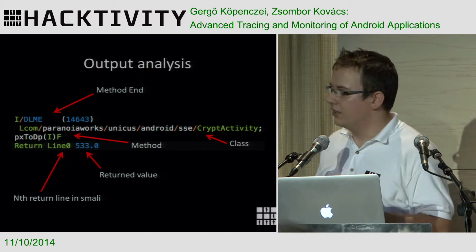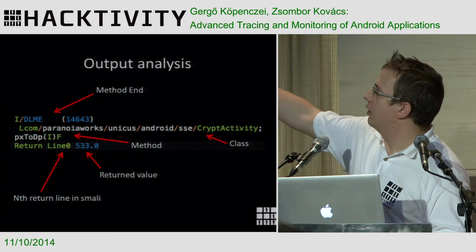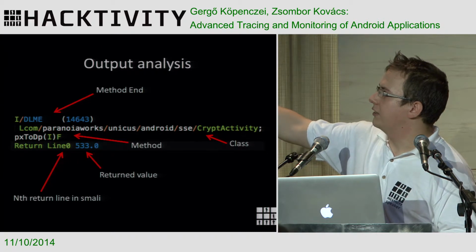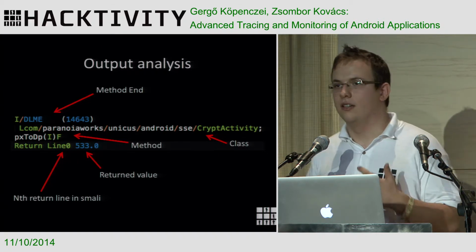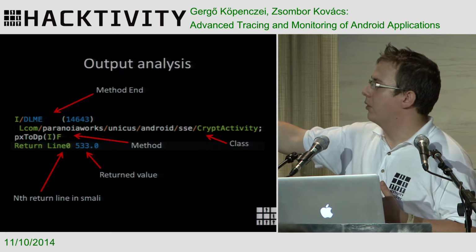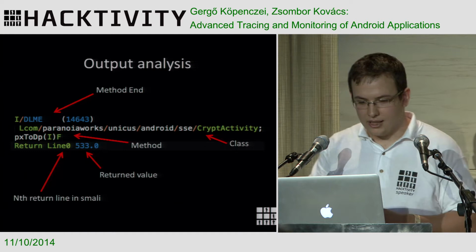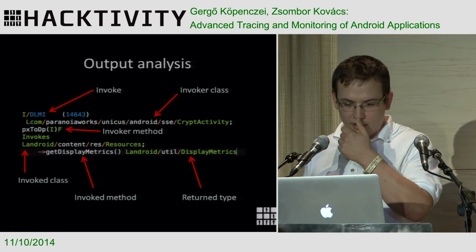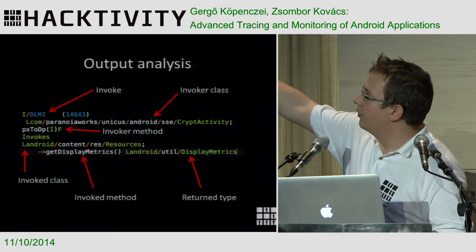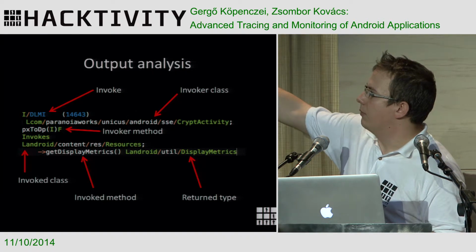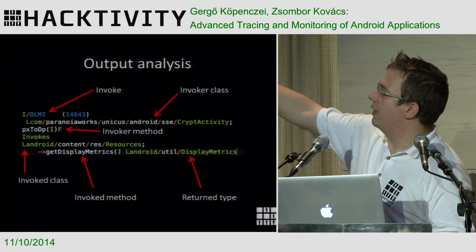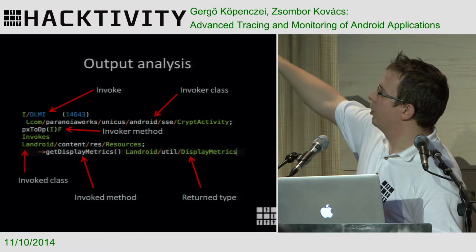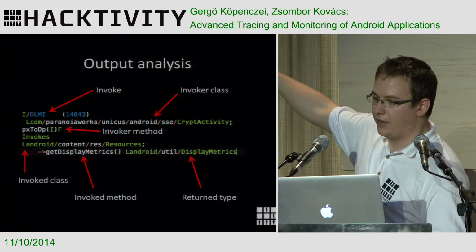There is another one, DLM-E, which stands for end. So this is the end of a method. There's still the name of the class and the name of the function, and this line states that this is the first return line in the Smali representation, and this is the return value. And the last one is DLM-I, which is for invoke. This is a bit more complex. This is the monitored class and the monitored method, which invokes the method of the following class, and the method name is this, and the return value is an object, which is android.util.DisplayMetrics.